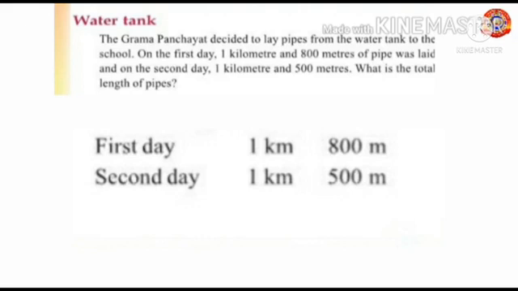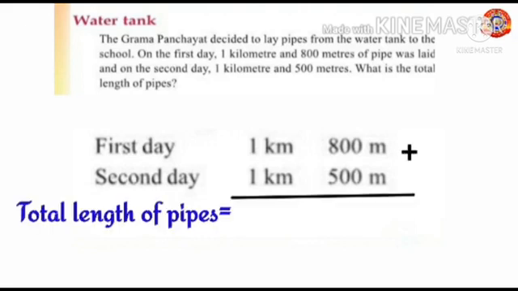To find out the total length of pipes, let's add them. 1 kilometer and 800 meter plus 1 kilometer and 500 meter. 0 plus 0, 0. Again 0 plus 0, 0. 8 plus 5 equals 13. Write 3 here and 1 is to be carried in the place of kilometer. Next, 1 plus 1, 2 plus 1, 3. 3 kilometer. Hence, total length of pipes equals 3 kilometer and 300 meter.